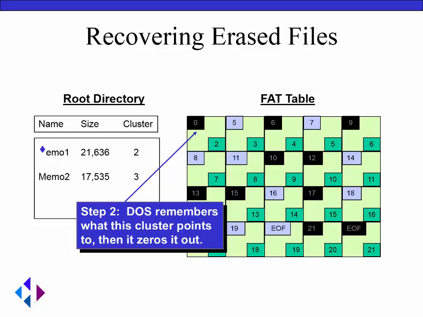As in Memo 1, the starting cluster was cluster number 2. So the FAT table goes to sector cluster number 2 on the FAT table and zeroes it out, essentially making the size of the file 0 in length.